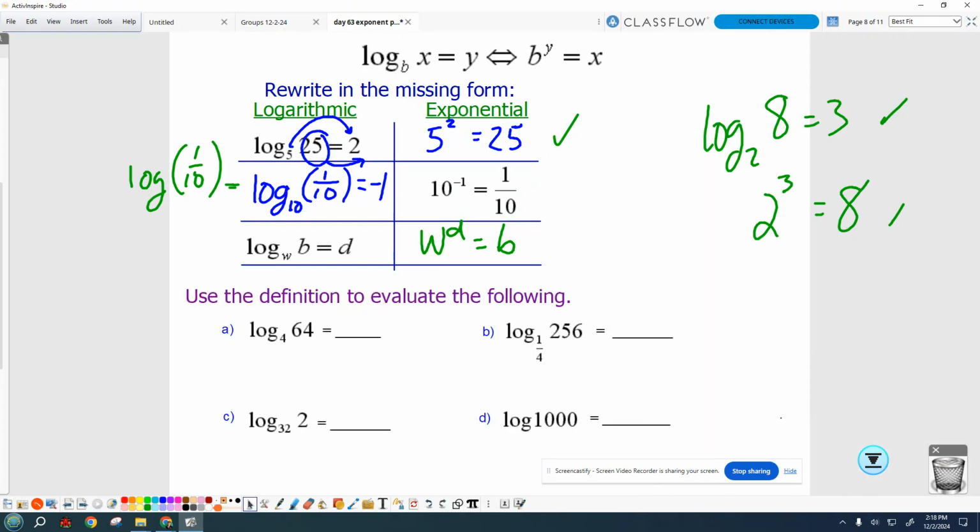Okay, try those guys. Your homework tonight is this worksheet, the front, odds only. Okay? So while you're trying those, I will hand this out.